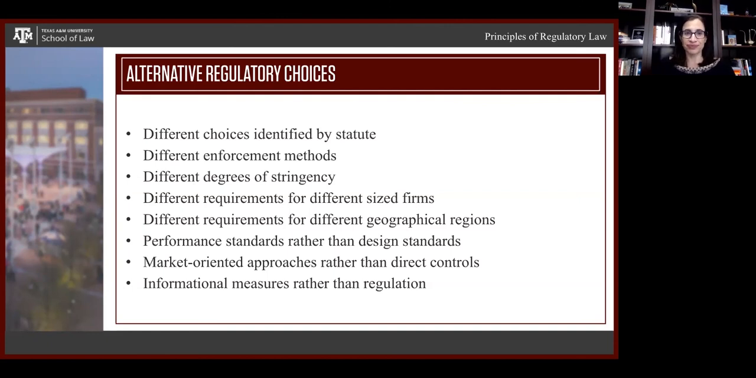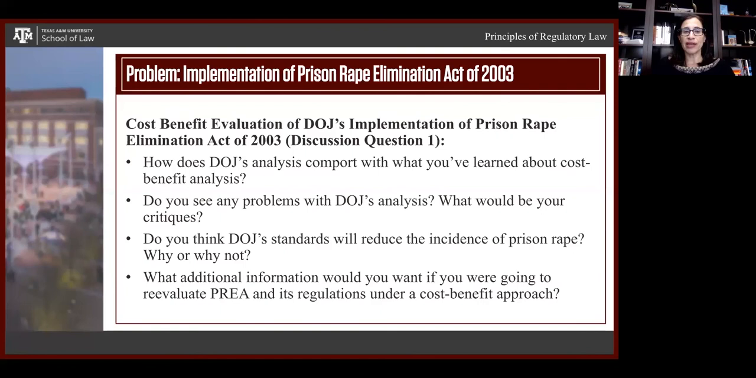One of the problems that will be a discussion question topic this week is the implementation of the Prison Rape Elimination Act of 2003. And so some of the questions there that you'll see is how the Department of Justice's analysis comports with what you've learned about cost-benefit analysis. So in the problem in the book that discusses the Prison Rape Elimination Act, you'll see Department of Justice's analysis, and you'll be able to compare that to what you've learned here about cost-benefit analysis.